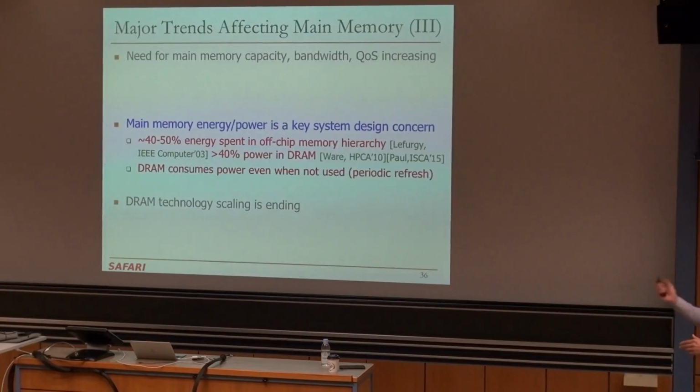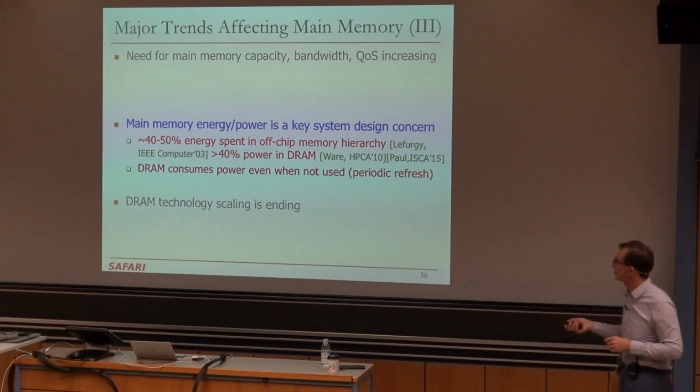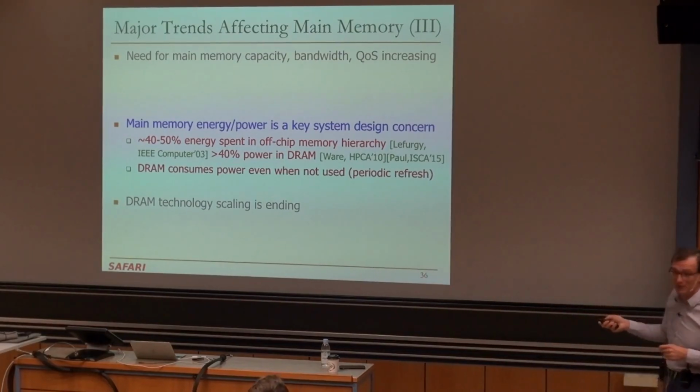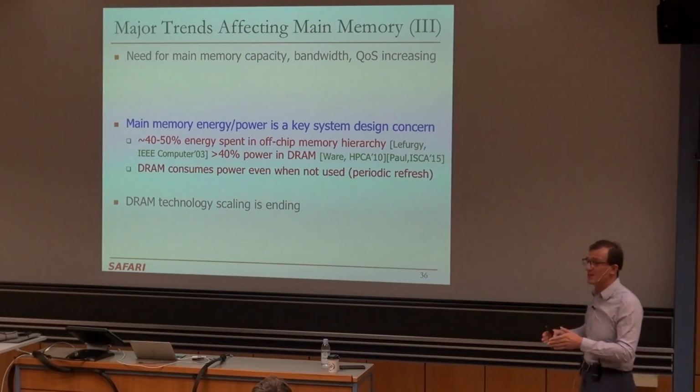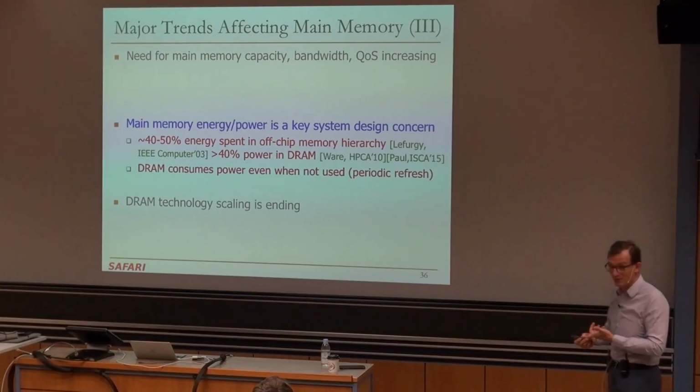Okay, the next trend is energy and power in memory. This is a key system design concern today. This is a nice paper that we will put up by Charles Lefurgy and others at IBM Research, again, 15 years ago. They showed that more than 40% of the entire system energy is spent on the off-chip memory hierarchy. Off-chip memory hierarchy including DRAM, off-chip caches, off-chip storage, off-chip interconnect at that time, 15 years ago.